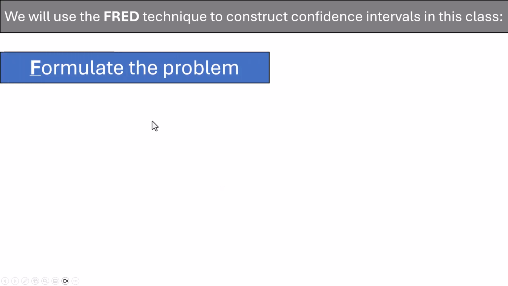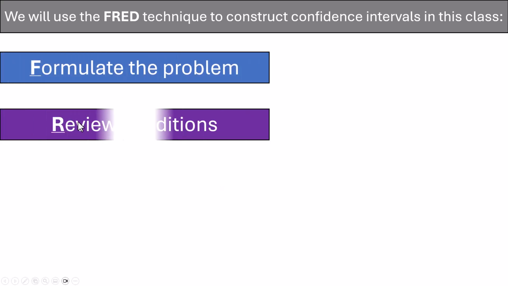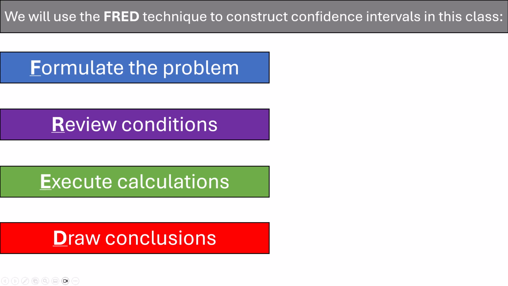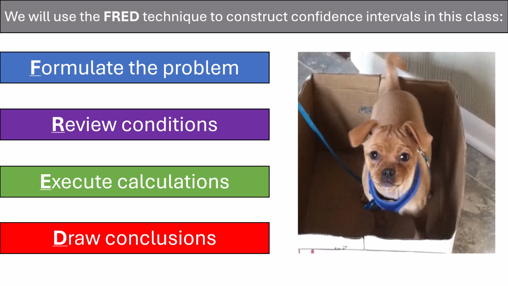F in FRED stands for formulate the problem, R stands for review conditions, E stands for execute calculations, and D stands for draw conclusions. And here's a picture of Fred, just in case you were curious. He shows up quite a bit throughout the Grand Valley textbook. So how do you apply the 4 steps of the FRED technique to a confidence interval of the population proportion? Well, I'm glad you asked.